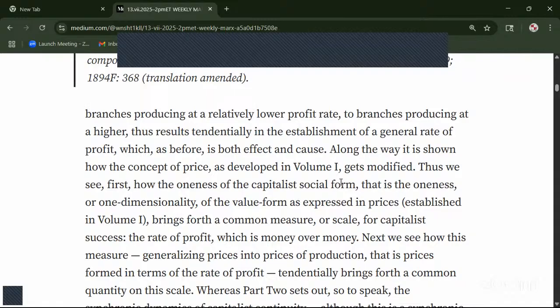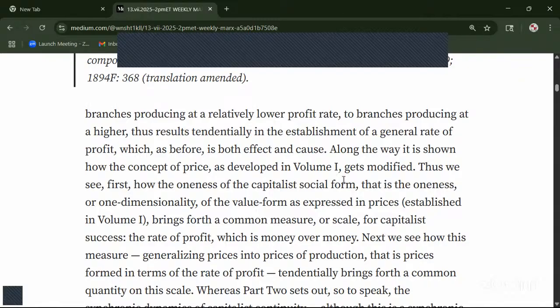Thus, we see first how the oneness, or one-dimensionality, of the capitalist social form, that is, of the value form as expressed in prices, established in Volume 1, brings forth a common measure or scale for capitalist success. That is, the rate of profit, which is money over money. Next, we see how this measure, generalizing prices into prices of production, that is, prices formed in terms of the rate of profit, tendentially brings forth a common quantity on this scale.